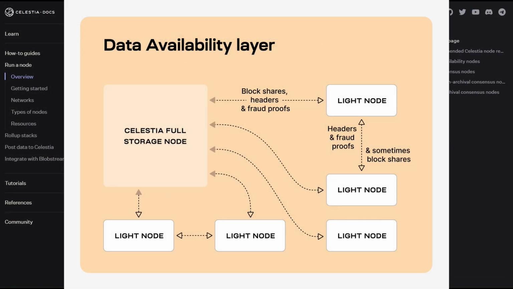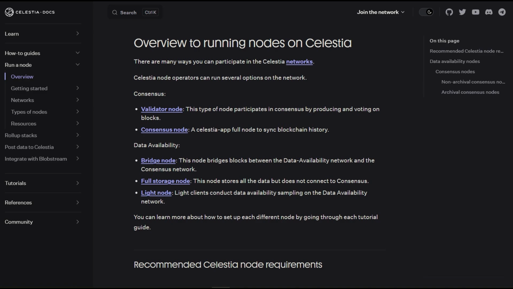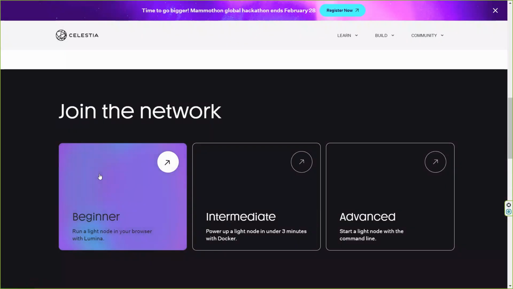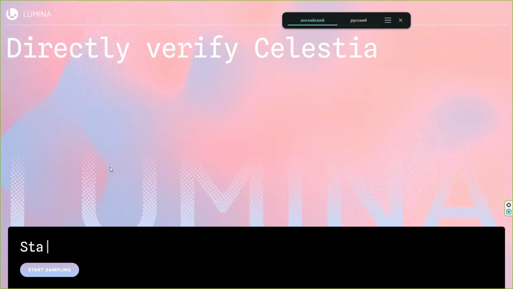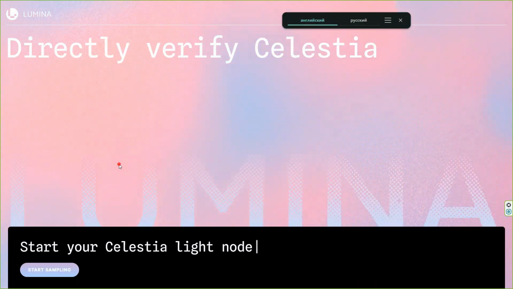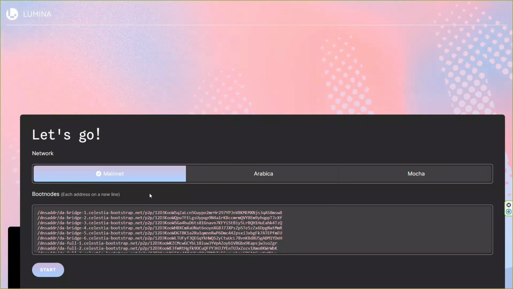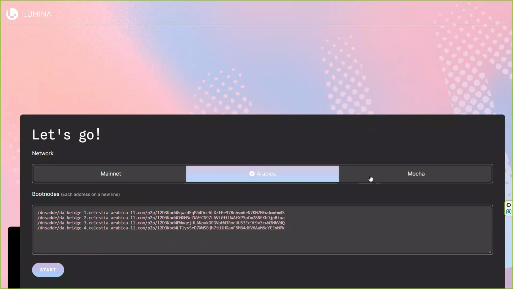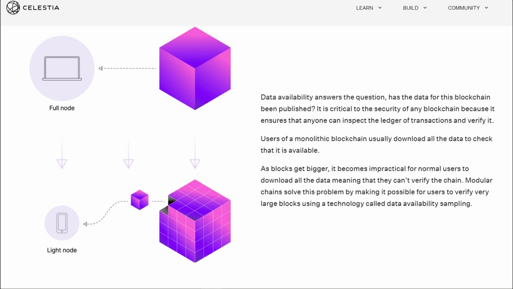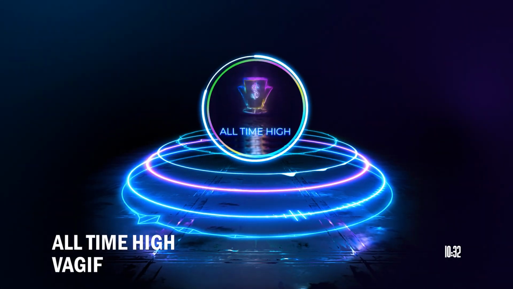The next is the full storage node, which means it stores all this data but does not connect to the consensus. And the light node is a lightweight node that in Celestia allows users to verify the availability and correctness of data without the need to download the entire blockchain. The advantages are fast synchronization and low resource requirements, making them ideal for devices with limited capabilities which can even run on a phone.